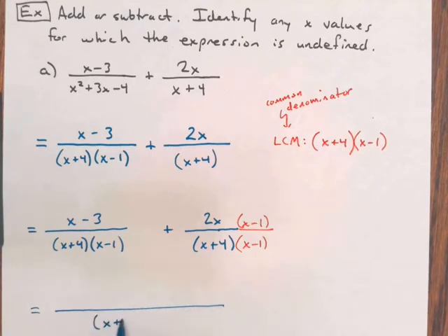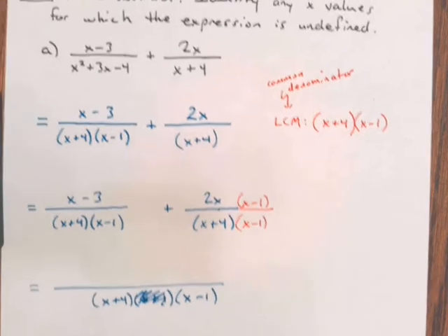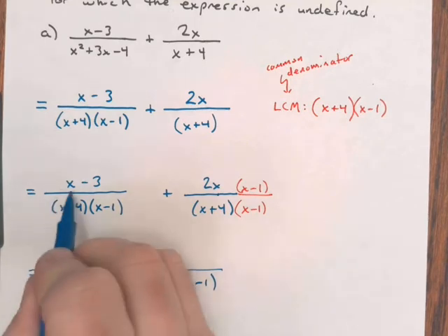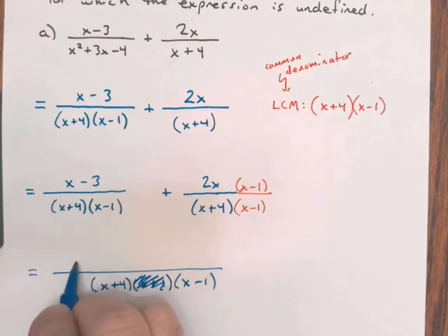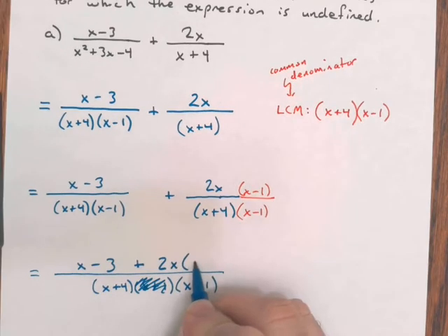In the bottom of that fraction is going to be our common denominator. This should be an x minus 1 here. And then in the top, we would have an x minus 3, and then we have plus a 2x times an x minus 1.